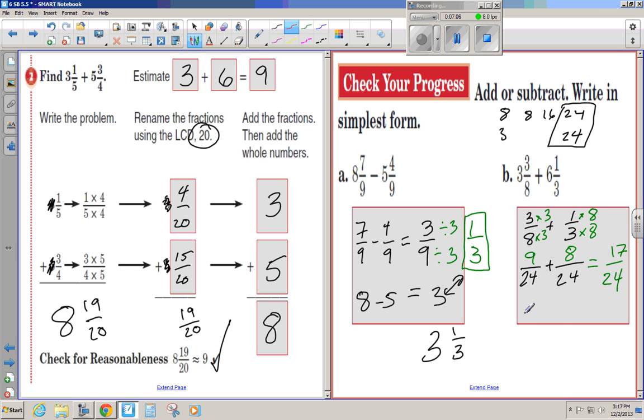Now the whole numbers should be the easiest part, 3 plus 6, which is 9. And now we are not necessarily adding these together. We're just putting them together. 9 and 17/24.